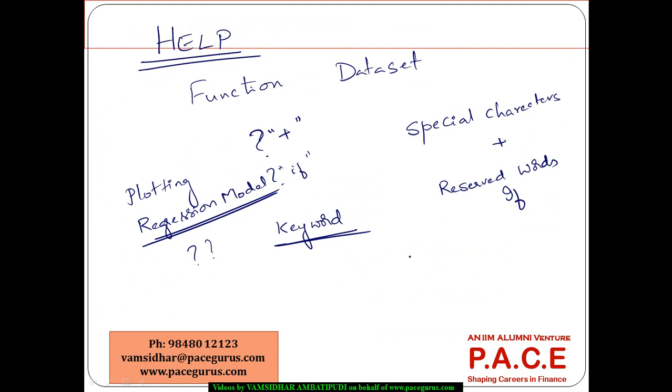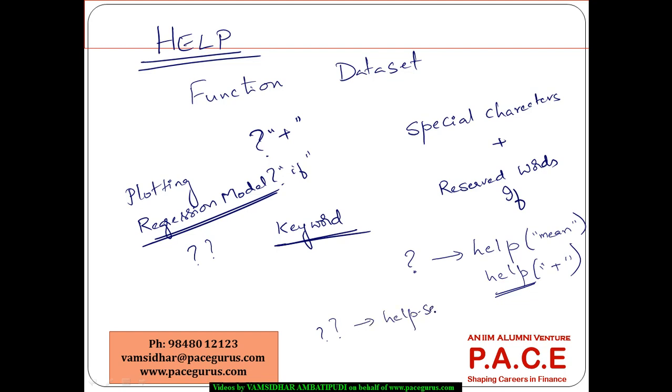The other way is that the question mark can be obtained through a function called help. So I could have typed help and in the brackets given mean, or typed help and in the brackets given plus. So the question mark can be done with help, and the double question mark can be done with help.search. Help.search regression model.